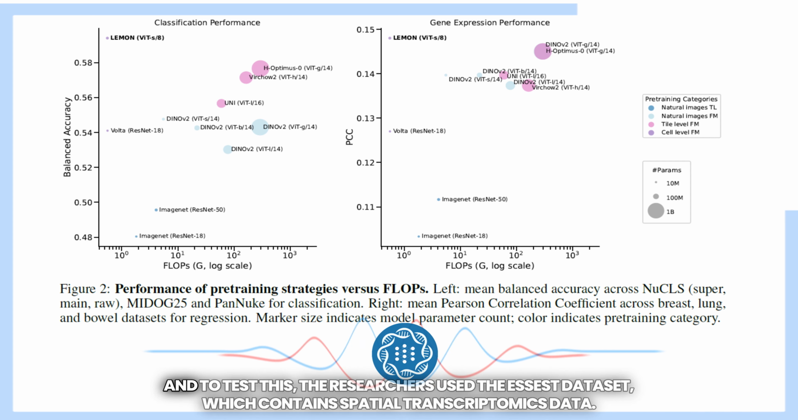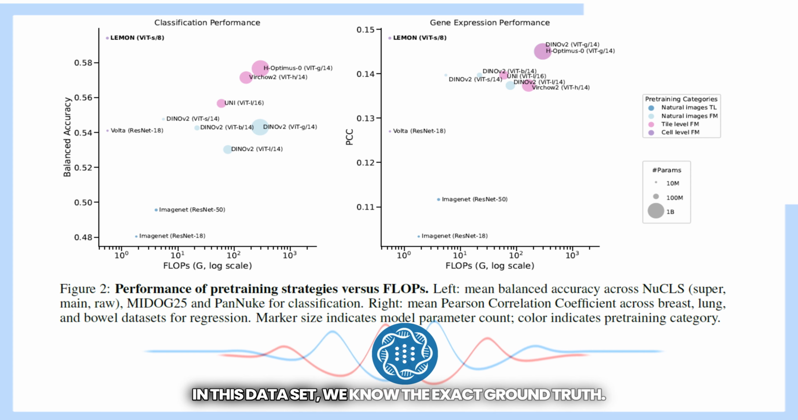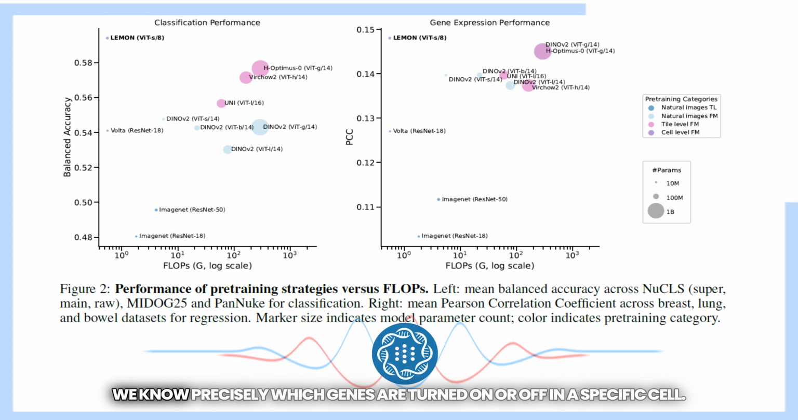It really is. And to test this, the researchers used the ECEST dataset, which contains spatial transcriptomics data. Okay, break that down for me. In this dataset, we know the exact ground truth. We know precisely which genes are turned on or off in a specific cell.